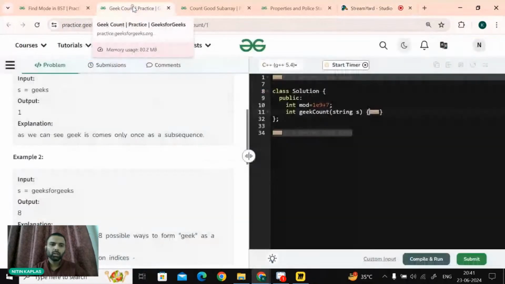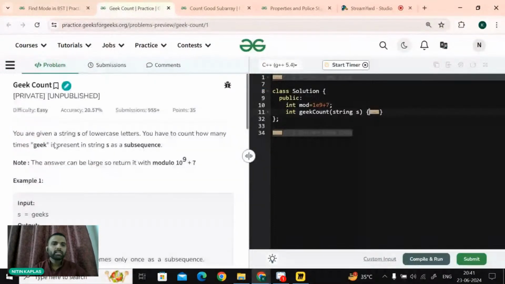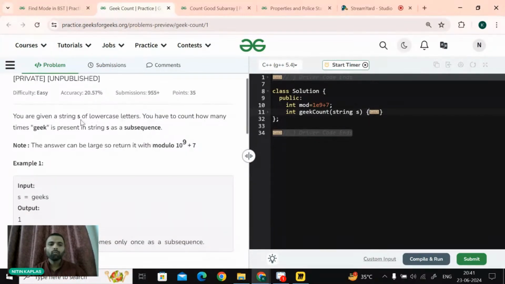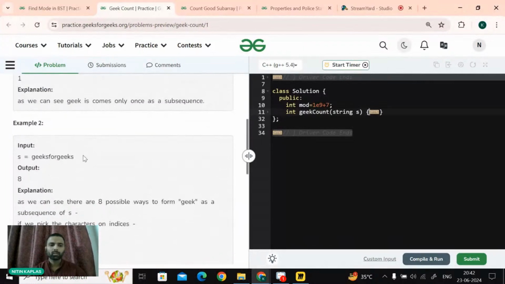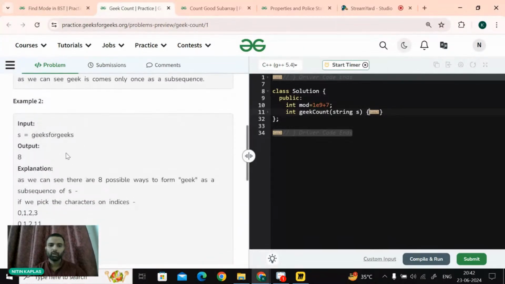Our next question is Geek Count. Here we are given a string s of lowercase letters. Our target is just to count how many ways geek is present in string s as a subsequence. I hope you know the meaning of subsequence, right? So we just have to count the number of subsequences of the string geek. Let's take this example so that we can understand better how we can solve this.